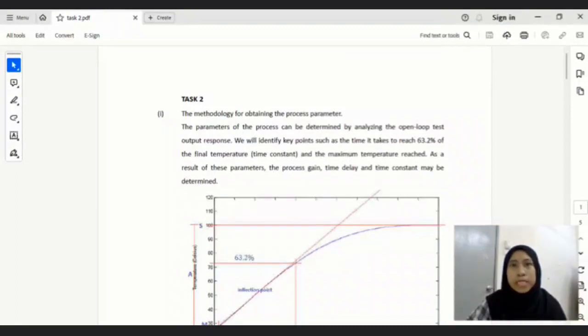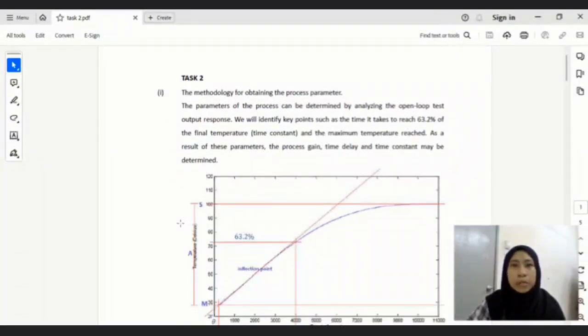My number is CE200-007. I will explain about task 2. The methodology for obtaining the process parameter can be determined by analyzing the open loop test of the output response. We will identify key points such as the time taken to reach 63.2% of the final temperature.